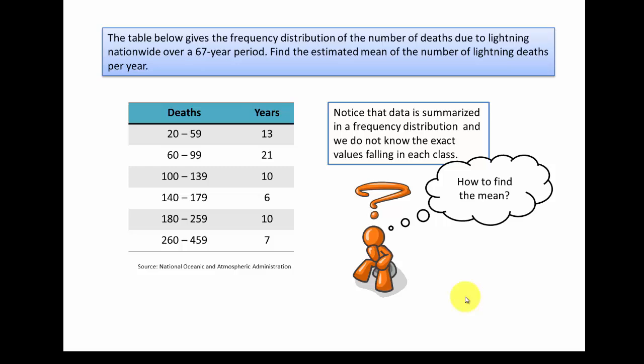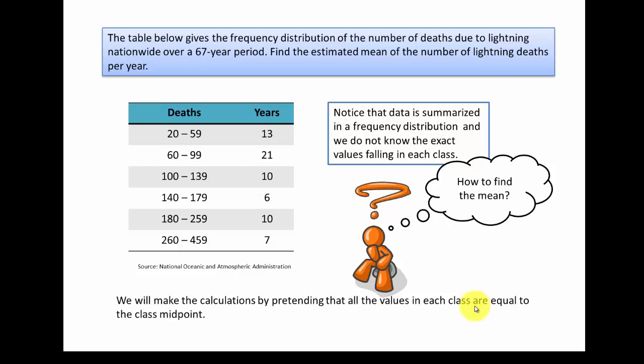In this situation, we need to create our own values. We will come up with the best estimate for the mean by pretending that all the values in each class are equal to the class midpoint. So, we start by computing the midpoint of each class.